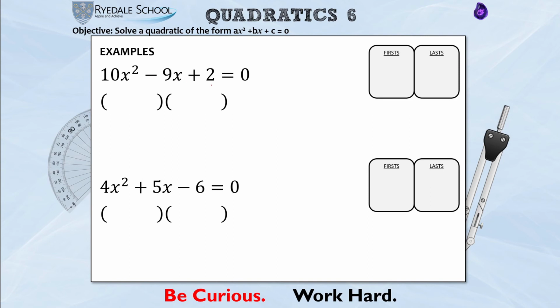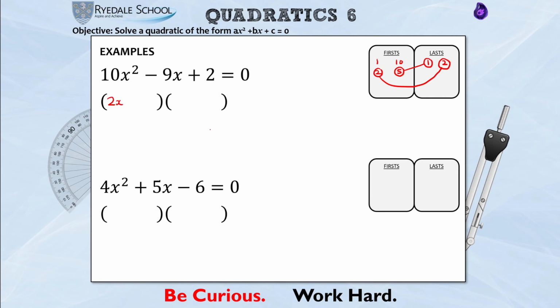10x squared, take 9x plus 2. What choice have I got for my firsts? 1 and 10 or 2 and 5. But for my lasts, I don't really have any choice. It has to be 1 and 2. The numbers are going to combine to make 9, and I also know the signs are the same. How can I make 9? Well, I've seen 5 times 1 is 5, and 2 times 2 is 4. 5 and 4 make 9.